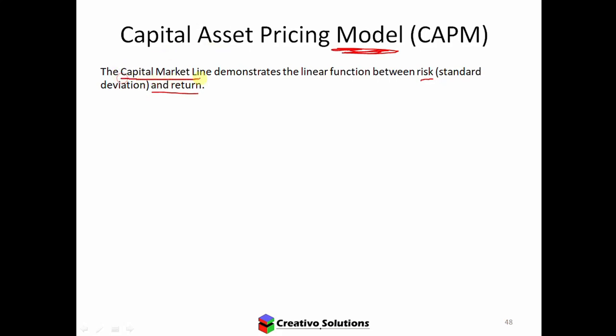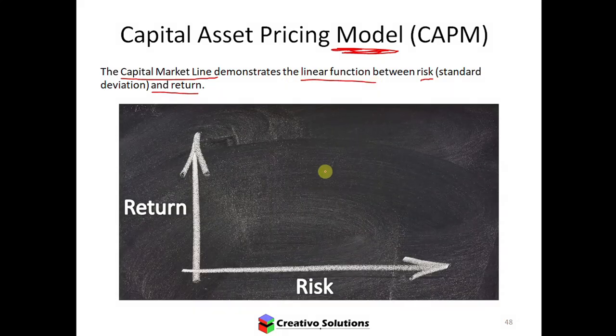The capital market line demonstrates this linear function. And it looks very simple. You've got return and you've got risk. And obviously the relationship is upward sloping. So if I take on more risk, I would expect a much higher return. If I take on less risk, I would expect a much lower return. So that's just the market principle in terms of the capital market line.